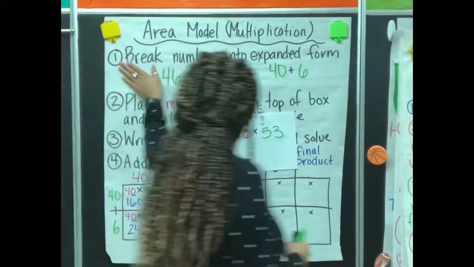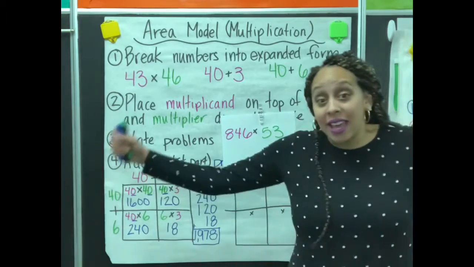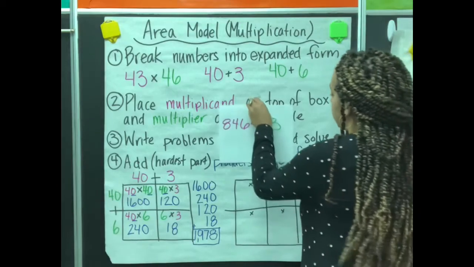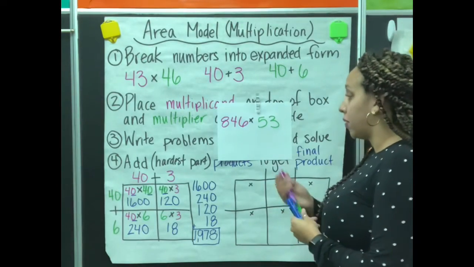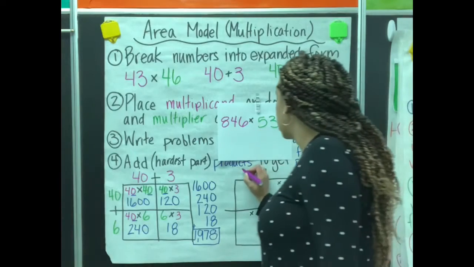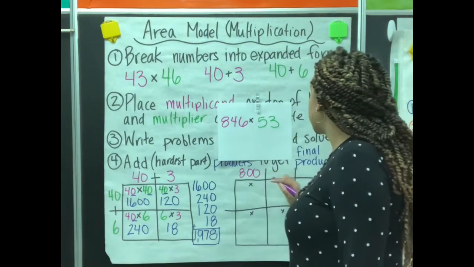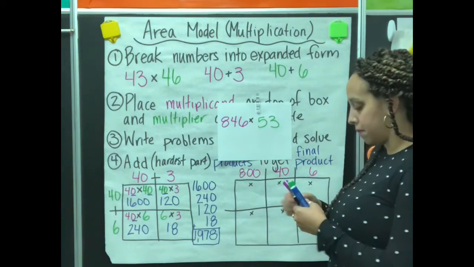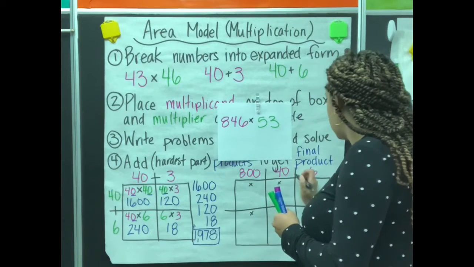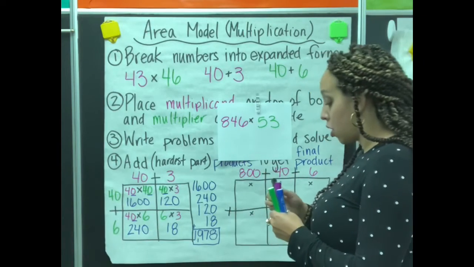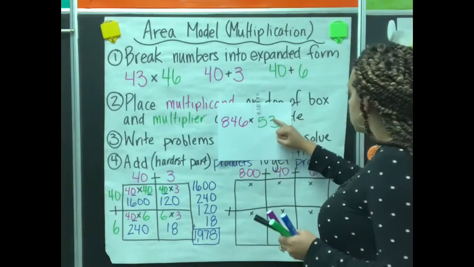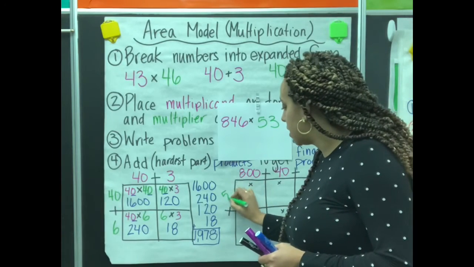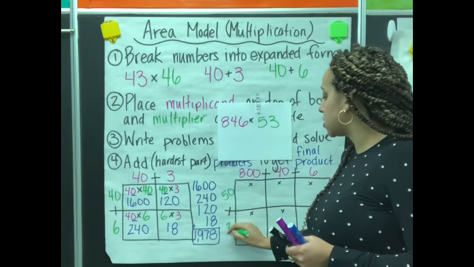The first thing we do, step 1, is we break our numbers into expanded form. Well, if we're going to expand 846, we're going to pull out the hundreds place, which is worth how much? 800. We're going to pull out the tens place, which is 40. And we're going to pull out the ones place, which is 6. Then we're going to break our multiplier into expanded form. We're going to pull out the tens place, which is 50. And we're going to pull out the ones place, which is 3.